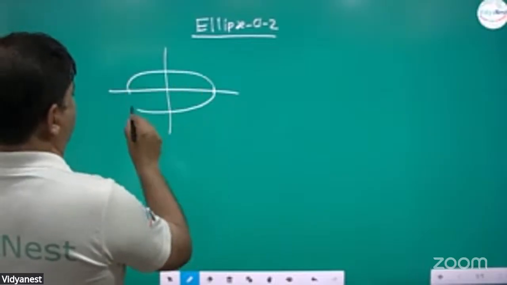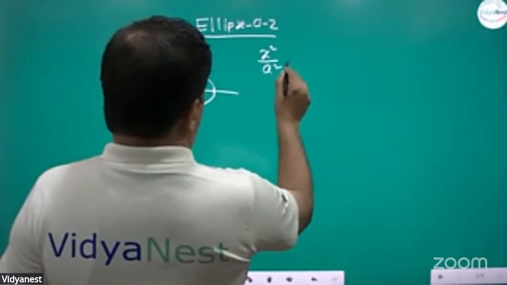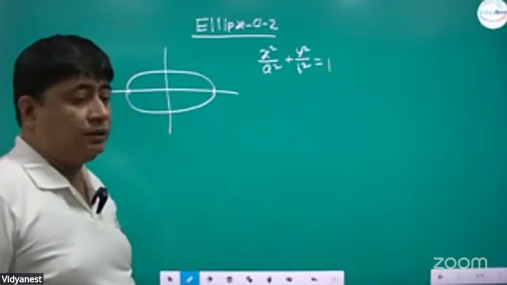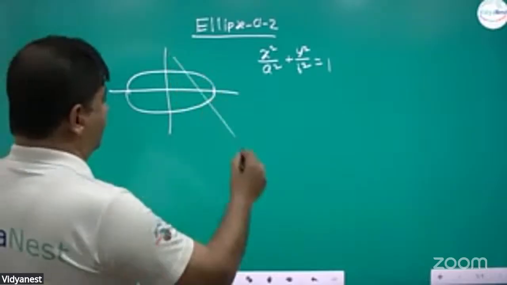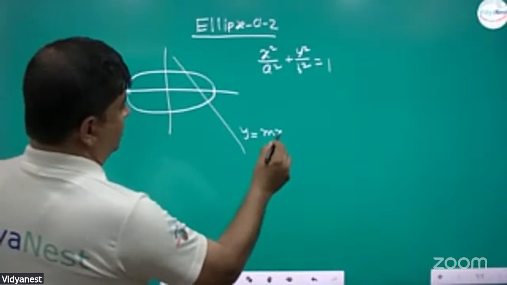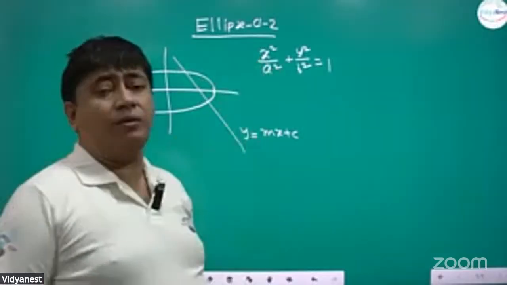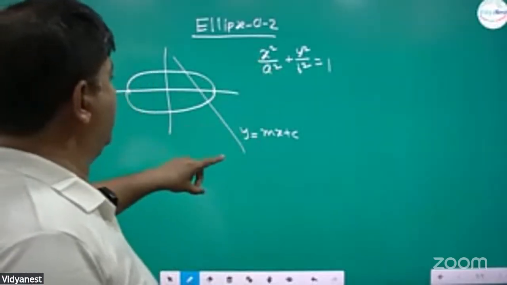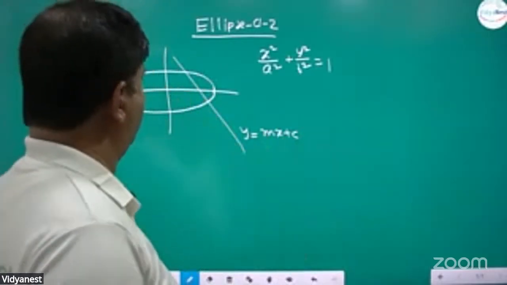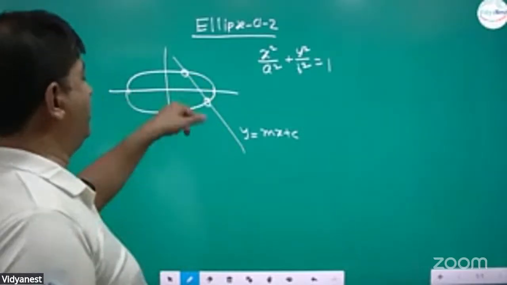This is the equation of the ellipse: x square by a square plus y square by b square is equal to 1. Now there is a tangent, there is a chord, y is equal to mx plus c. Now this second degree equation and this linear equation will form a quadratic equation. Why? Because the line meets the curve in 2 points.